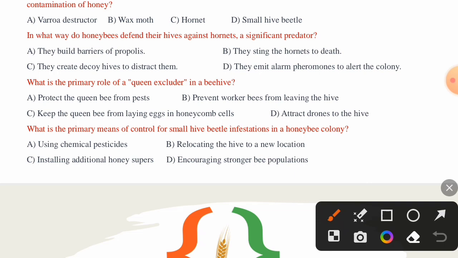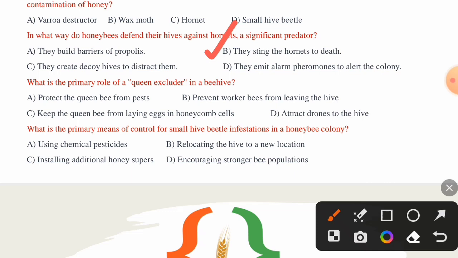Then, in what way do honeybees defend their hives against the hornet, a significant predator? Options: they build barriers of propolis, they sting the hornet to death, they create decoy hives to distract them, they emit alarm pheromones to alert the colony. So the option is B. They sting the hornets to death.